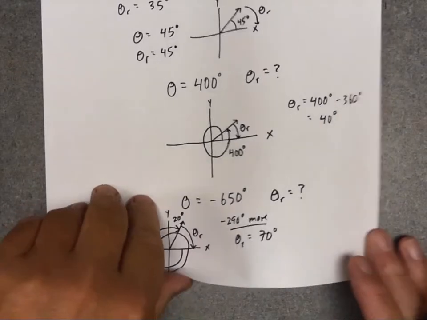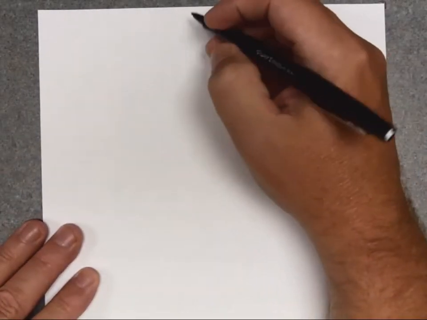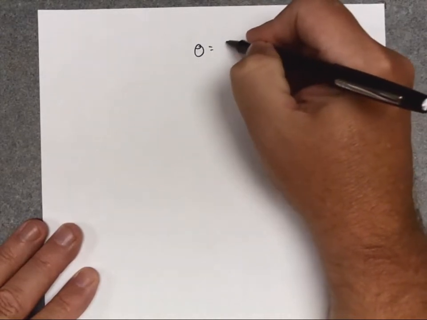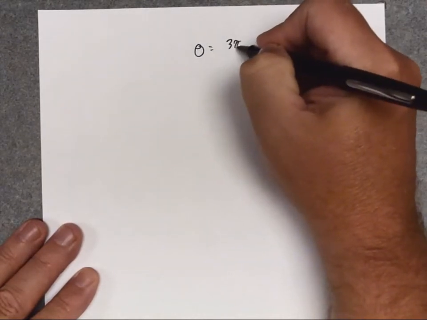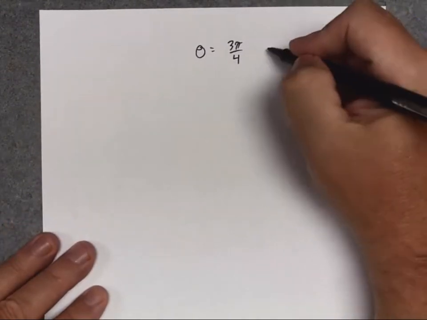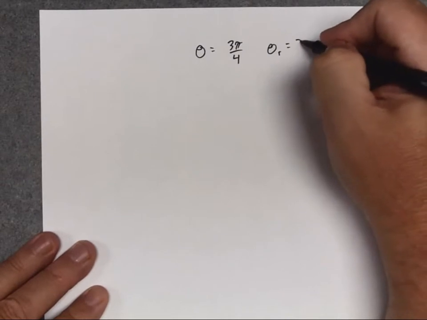Now let's do some reference angles in radians. So now it might get a little complicated just because we have to work with radians. So let's say we have a 3π/4 angle, and we're asked what is the reference angle.